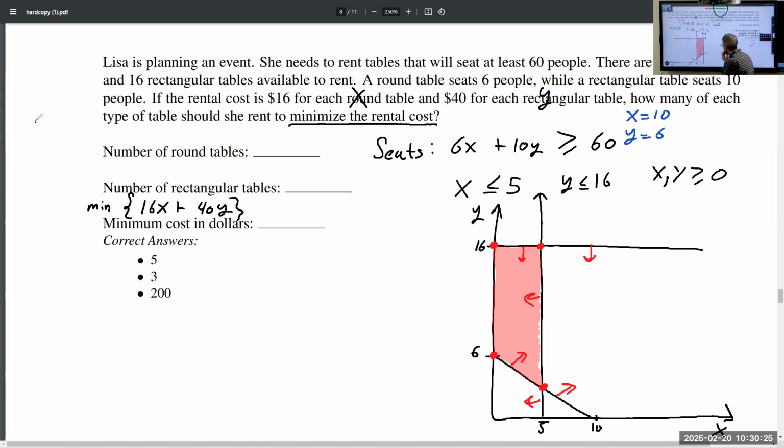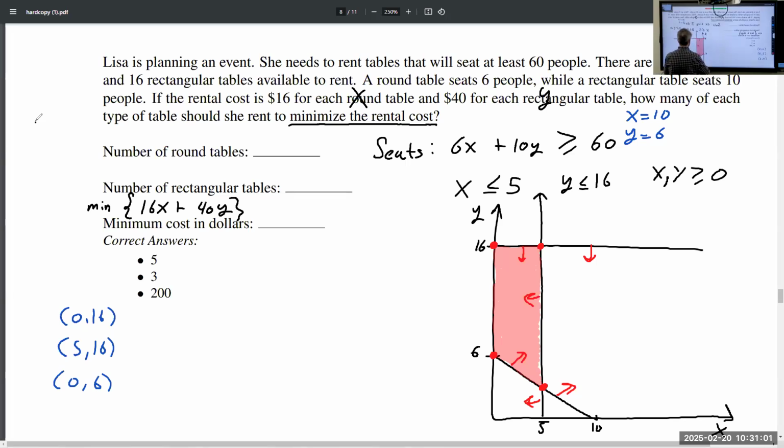Okay, so what are my points? Some of them are really easy to know. Like for instance, that's 0, 16, so that's pretty easy to find. And then this one is 5 and 16. That's pretty easy to see. This one's 0 and 6. That's not bad. The only one that's kind of annoying is the one where x equals 5 and it intersects with this other line here.